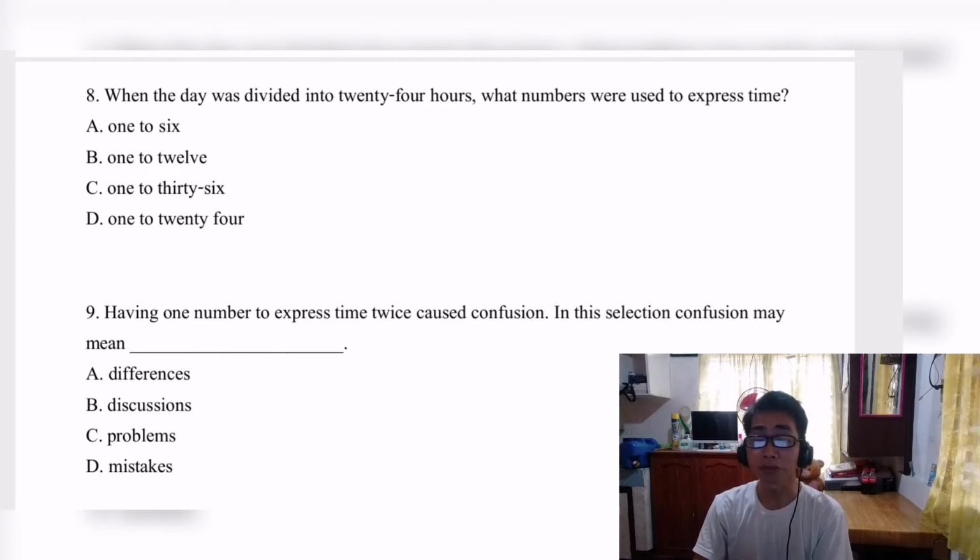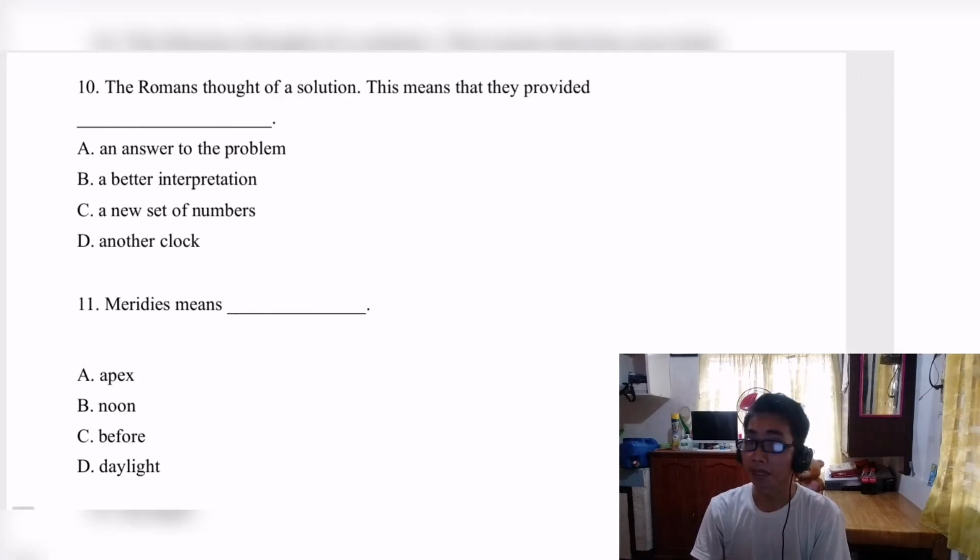Number 9. Having one number to express time twice caused confusion. In this selection, confusion may mean A. Differences, B. Discussions, C. Problems, D. Mistakes. Number 10. The Romans thought of a solution. This means that they provided blank. A. An answer to the problem, B. A better interpretation, C. A new set of numbers, D. Another clock.